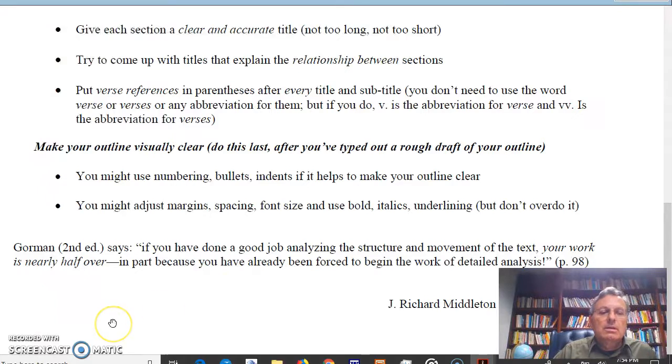All right? That's how you make a good outline. We can talk about this in our Zoom meeting.